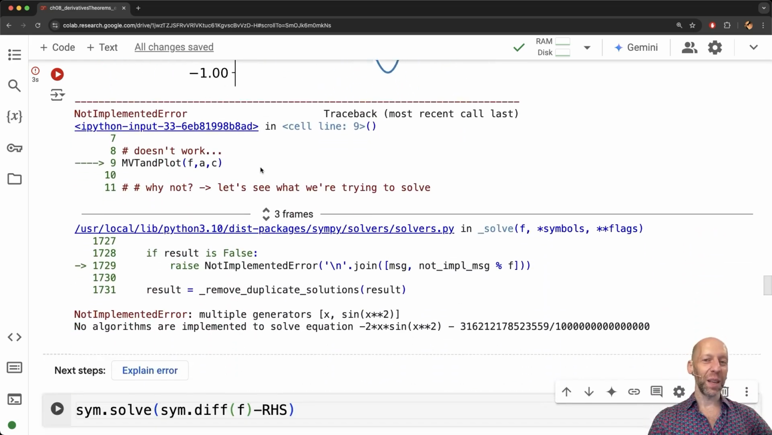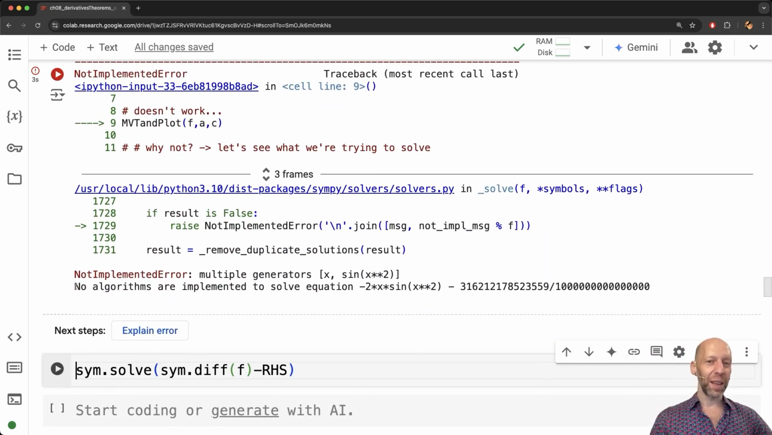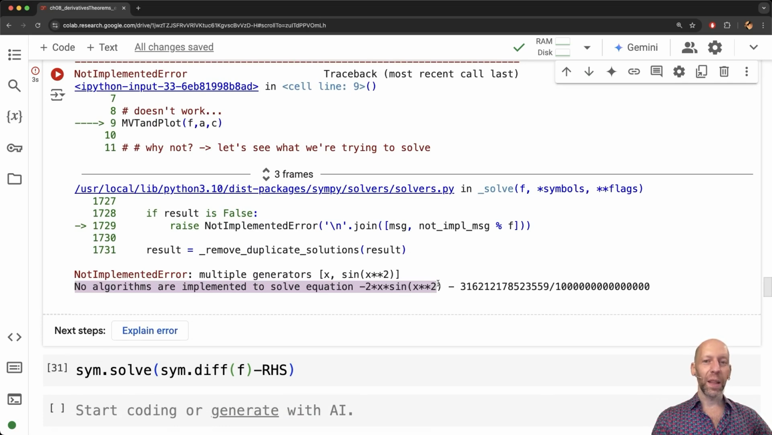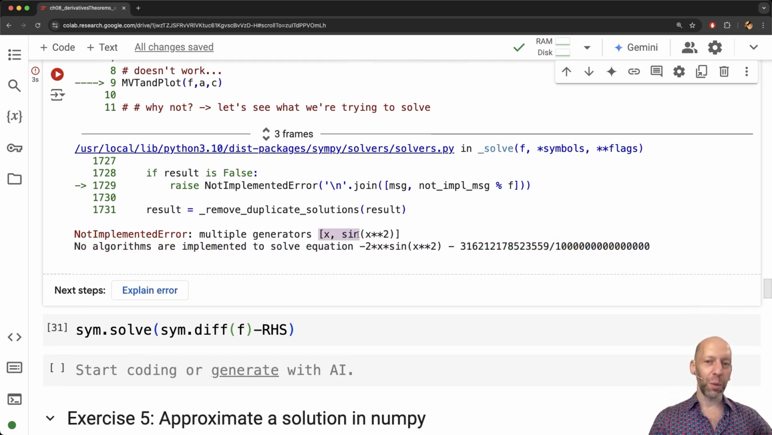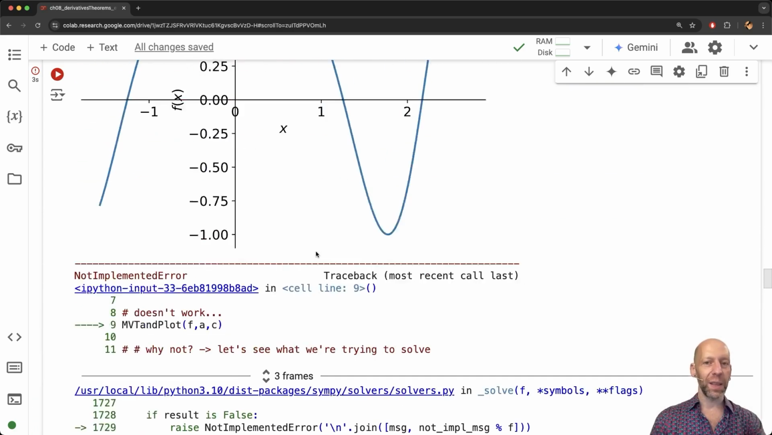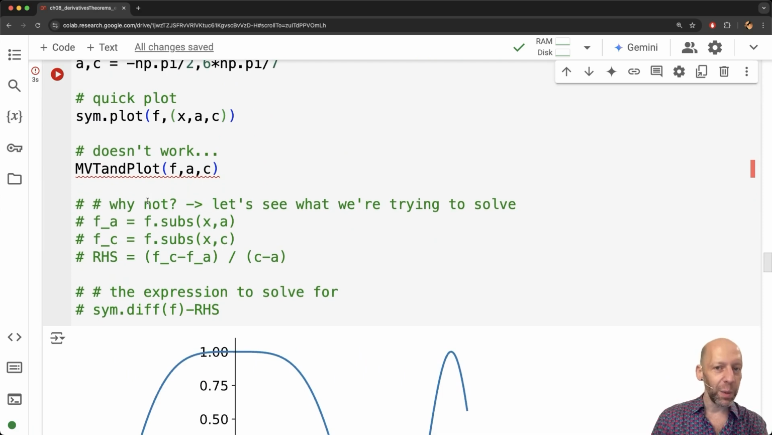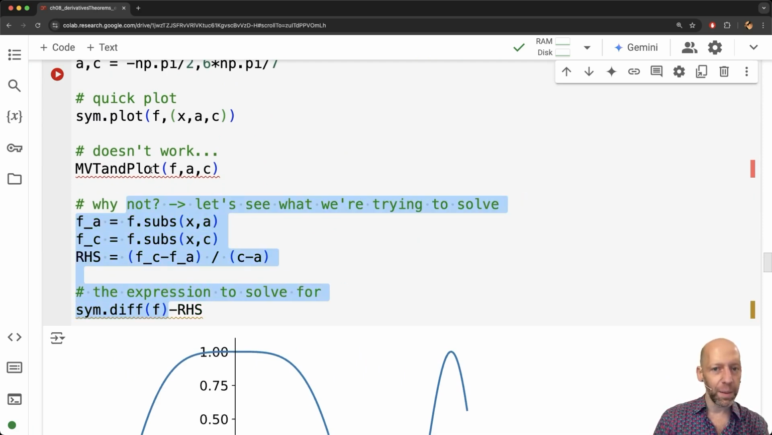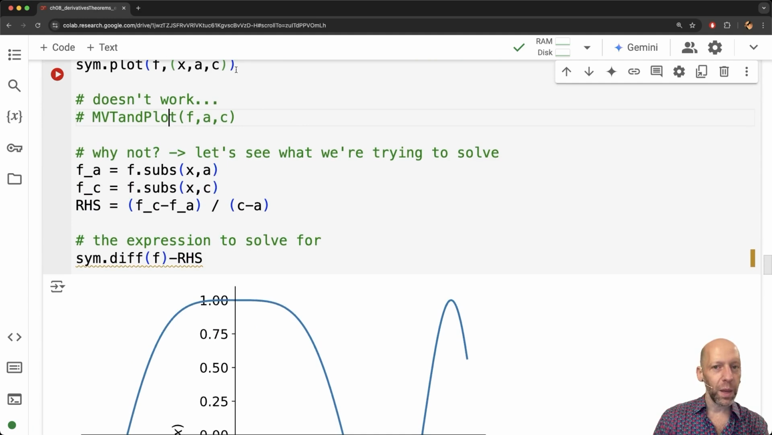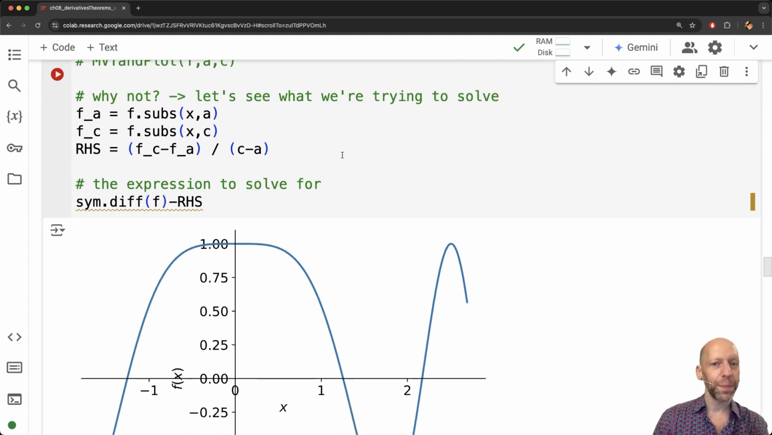The issue is, well, okay, let's see. Here we get to the error message. The issue is that SymPy is not able to come up with an analytic solution because basically there are multiple sources of x that cannot be separated. So it's not possible to isolate one variable x in this equation. Okay, and this is really the key part here. So let me uncomment this. And I can also comment out the plot.